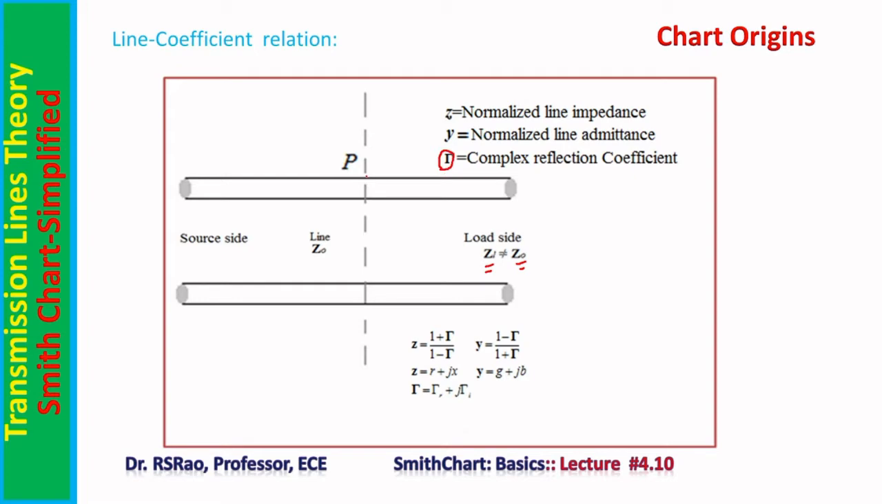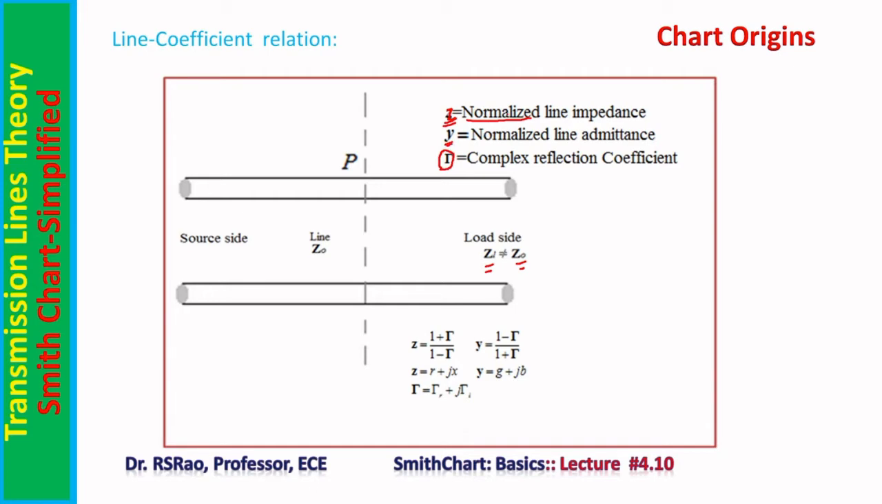Reflection coefficient varies from point to point. At this point P, there exists some impedance too. That impedance is called line impedance. Inverse of line impedance is called line admittance. Here, z, line impedance, is indicated by small z because it is normalized. Normalized quantities are usually indicated by small letters. Similarly, y represents normalized line admittance.